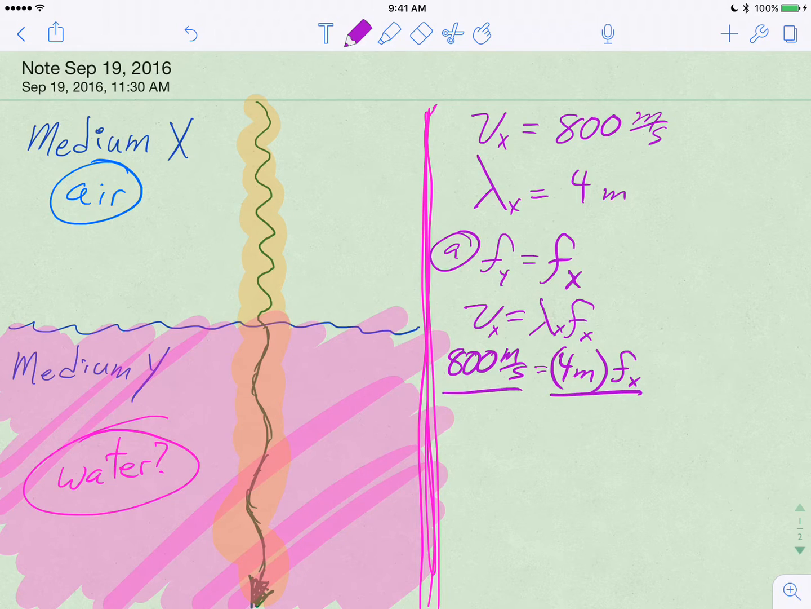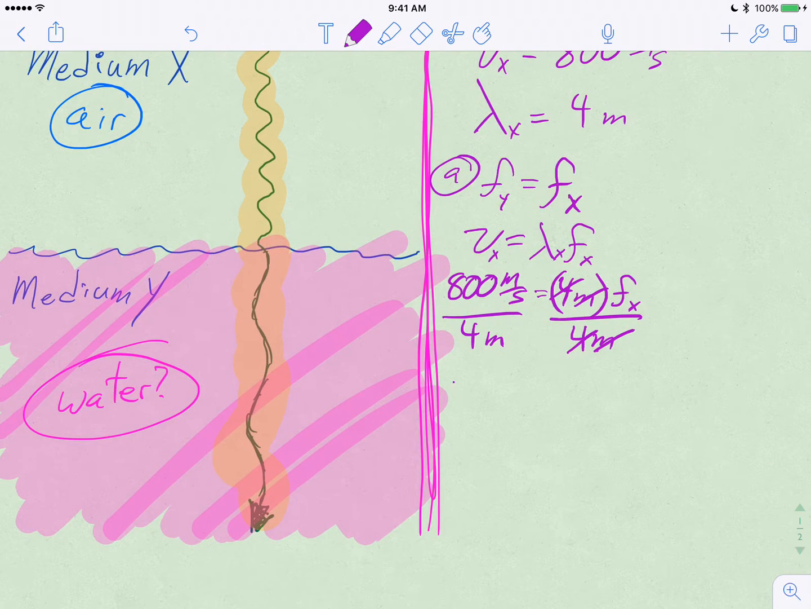So we're going to divide both sides by 4 meters. The 4 and the 4 and the meters cancel out. 800 divided by 4, what's that? 200. And then the meters per second over meters, the meters get to cancel. But then you have 1 over seconds equals your frequency X.